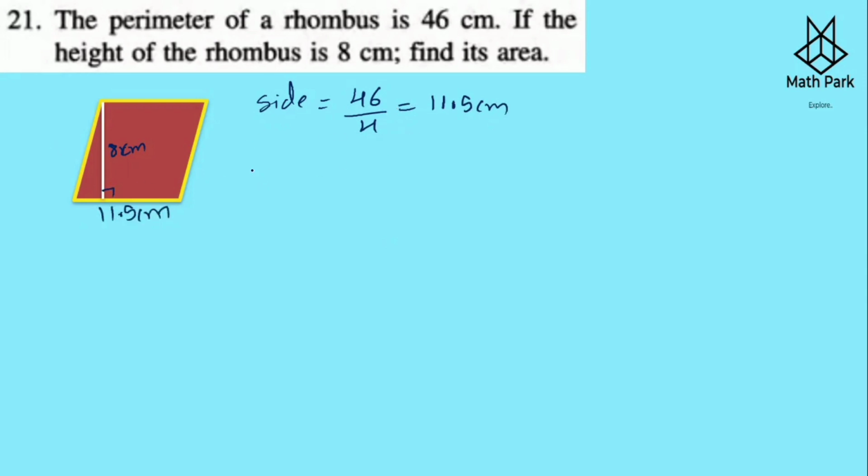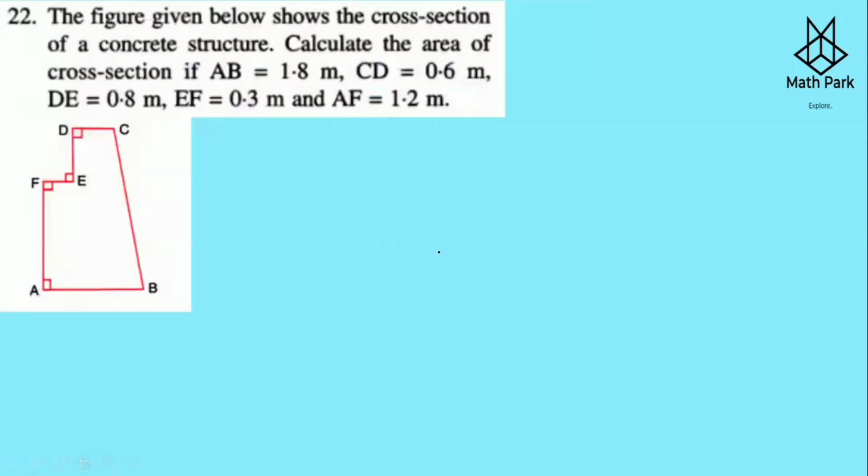So area of rhombus, as it is a parallelogram, we are going to use base into height, which is 11.5 times 8. We get this as 92 square centimeter is the area of this rhombus. Easy, is that? Question number 22.